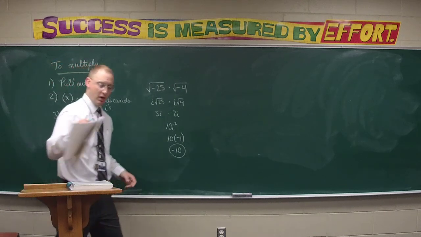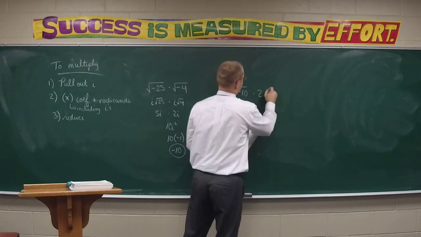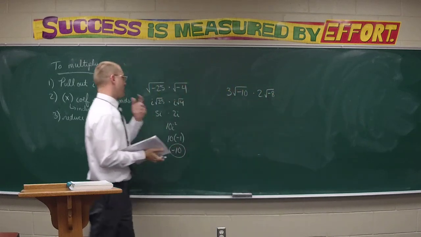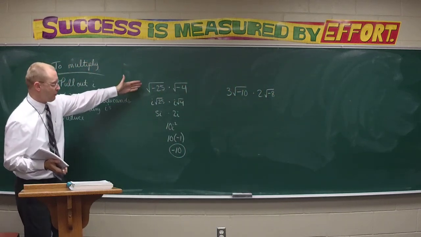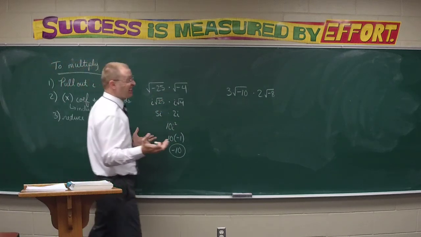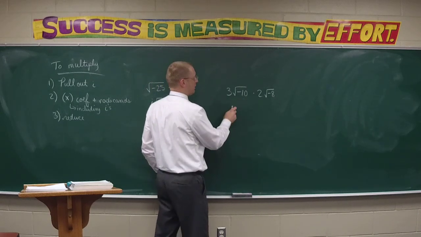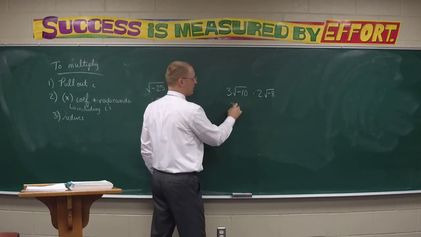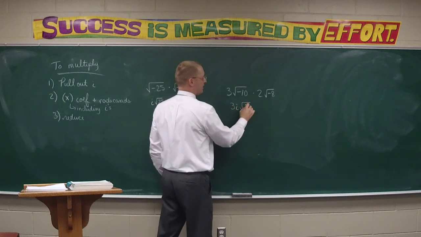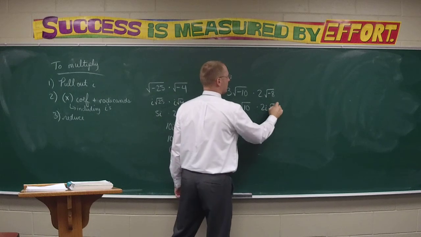Write this one down: 3 times the square root of -10 times 2 times the square root of -8. If the imaginary numbers are obvious, like 5i and 2i, by all means use them. Here, that's not the case, so let's just pull out the i's. And what will I have, Kendall? 3i times the square root of 10 times 2i times the square root of 8.